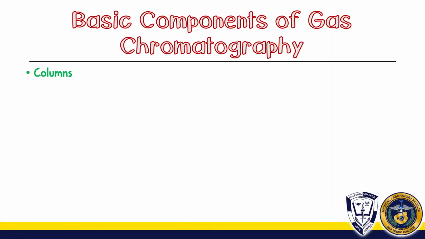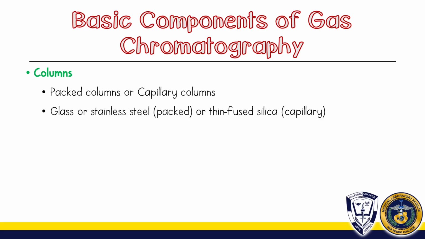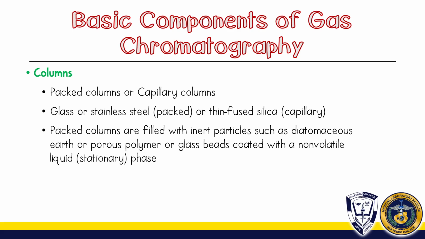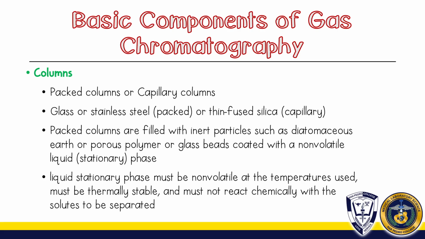So let's proceed. Now, one basic component of gas chromatography is your column. Columns can either be packed or capillary. If it is a packed column, it can either be glass or stainless steel. If it is a capillary column, then thin fused silica is usually used. Now, packed columns are filled with inert particles, such as diatomaceous earth, porous polymer, or glass beads, coated with a non-volatile liquid as the stationary phase.